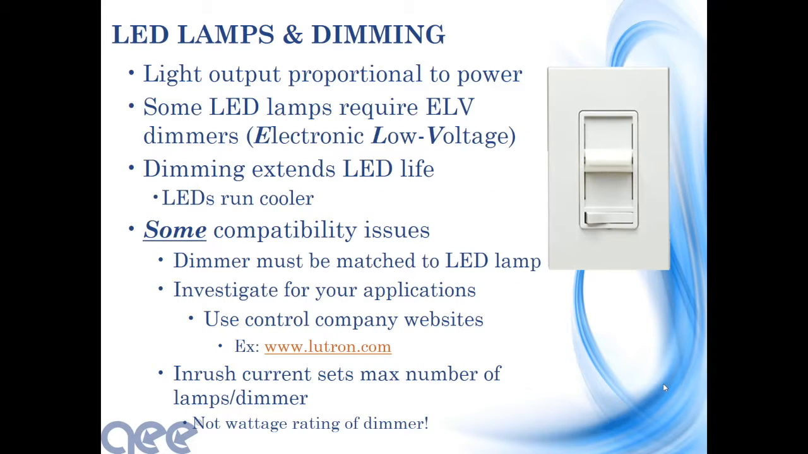Now, when you start applying dimming or dimmers to LED lamps, we still have the light output proportional to the power. Some of the LED lamps are going to require an ELV. Remember we showed that one earlier, electronic low voltage type of dimmer. Dimming will extend LED life. The LEDs run cooler. But we have some, I put some, maybe I should have put a lot, of compatibility issues. The dimmer must be matched to the LED lamp. And you have to investigate that for your application.